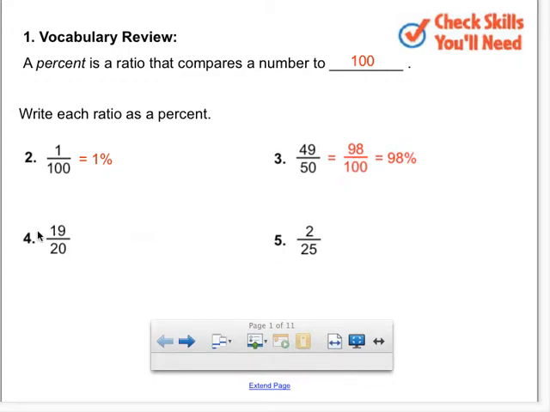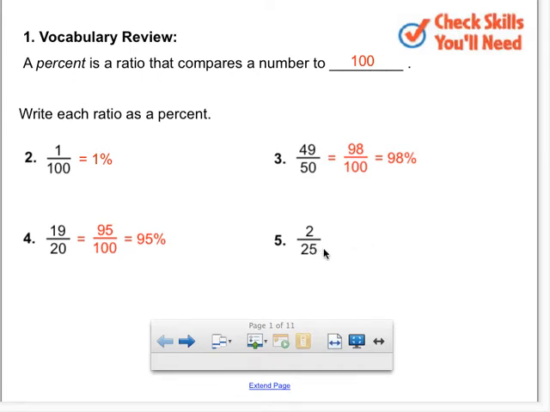Okay, so who's got number 4? Can I get a different person to give me number 4? Rudy, yes. 95%. And what was the factor you used to help you get this? Okay, 5. So 19 times 5 gave you 95. 20 times 5 gave you 100 in the denominator. So we have it as a percent, 95%.